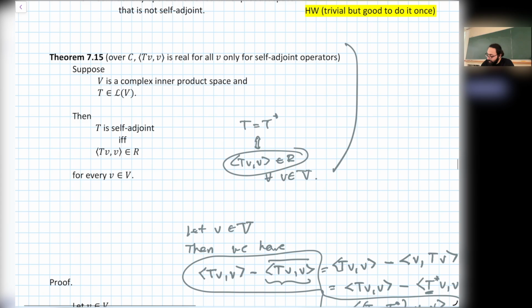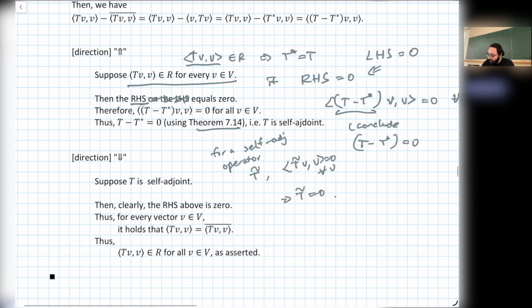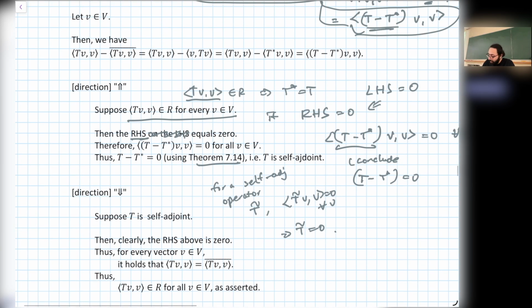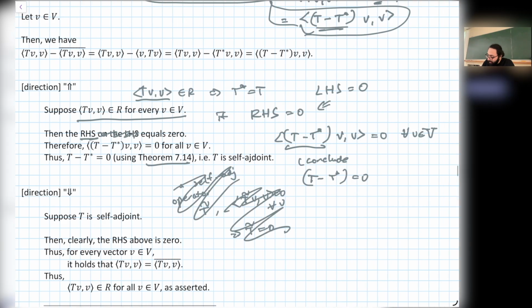So this is what I messed up here, so it's good that we checked. Here we don't have to assume anything about self-adjoint. Theorem 7.14 says if you have T tilde VV is 0 for all v in the vector space, but this has to be over the complex field. That is the important point.